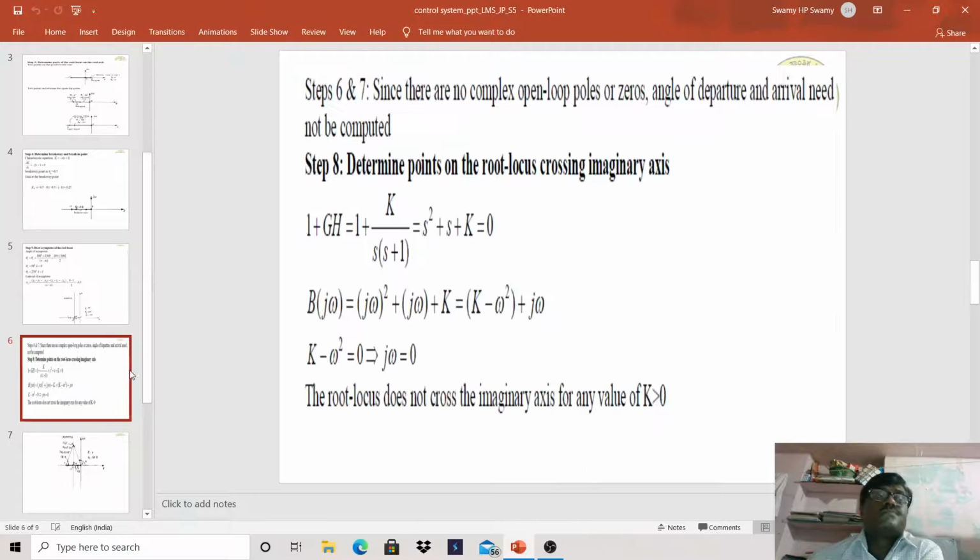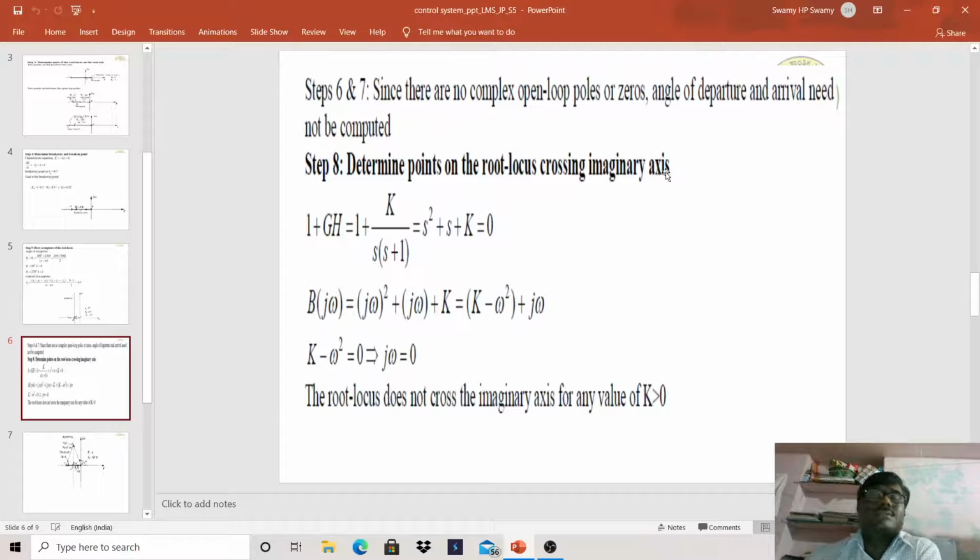Now, in steps 6 and 7, there are no complex open loop poles or zeros. Therefore, the angle of departure and arrival need not be calculated. So in the next step, step 8, you have to determine the points where the root locus crosses the imaginary axis.